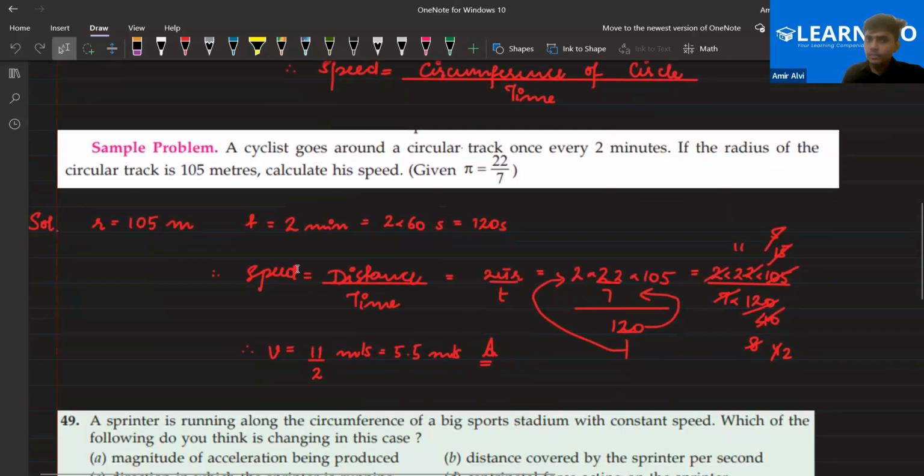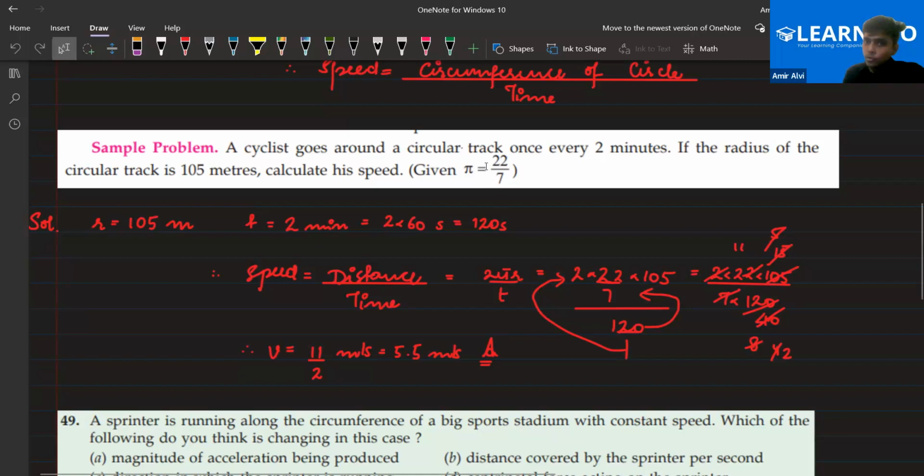A similar type of question: the radius of the circular track is given as 105, and the time is 2 minutes, which is 60 times 2, so you have to convert it into seconds. Speed is distance by time, and the distance would be 2 pi r, because it has covered only one round. So 2 pi r divided by time. If pi is given as 22 by 7 or 3.14, you have to use it as it is. If nothing is mentioned, you can use 3.14 or 22 by 7.